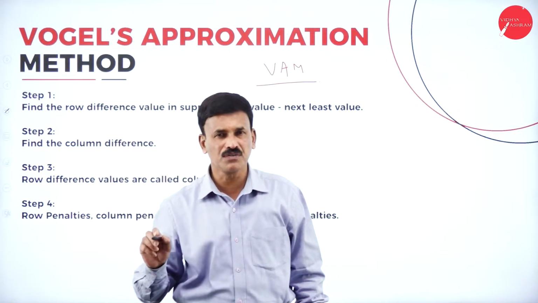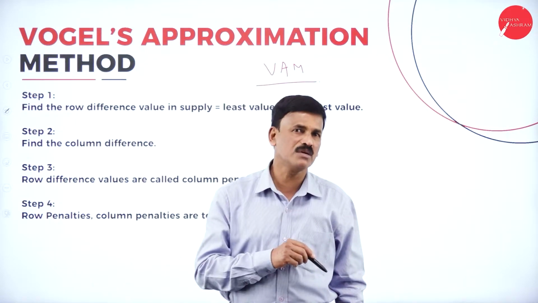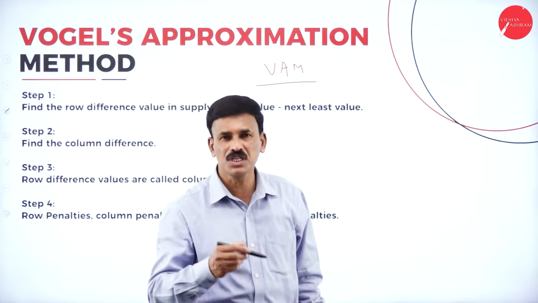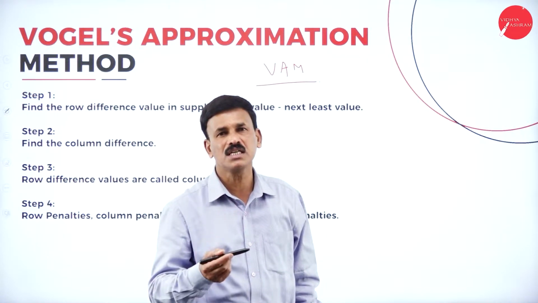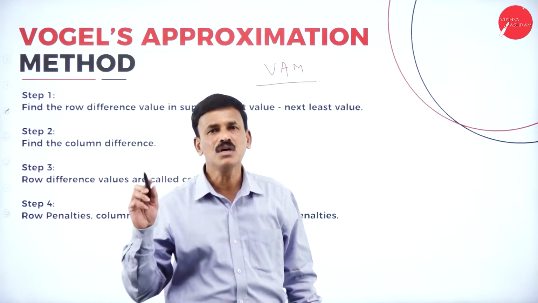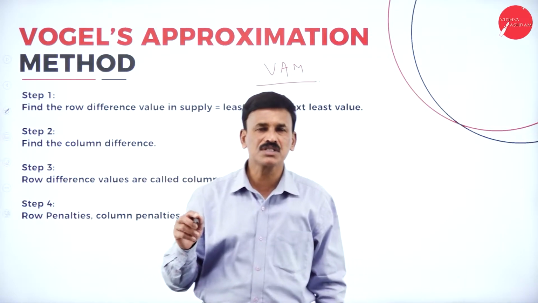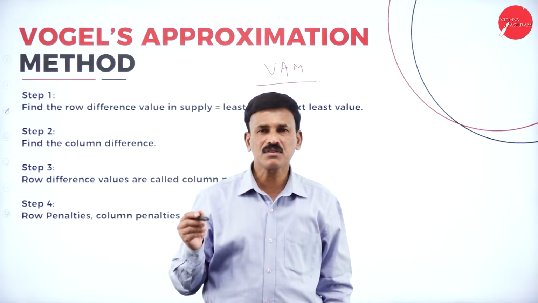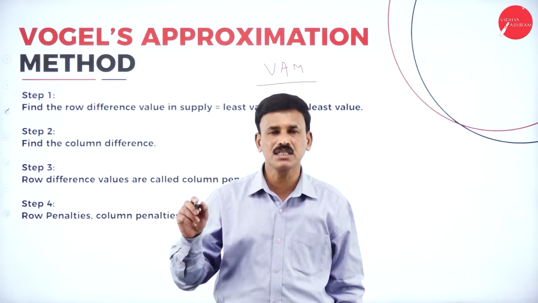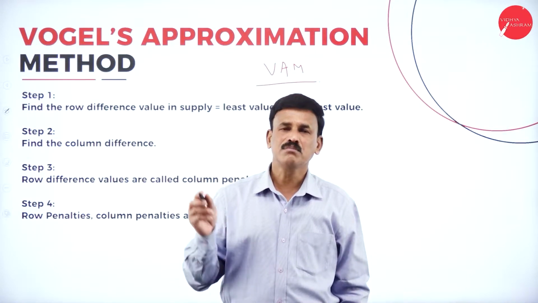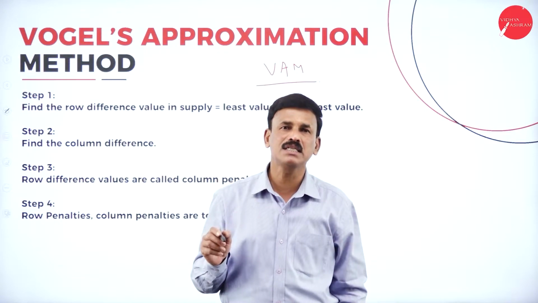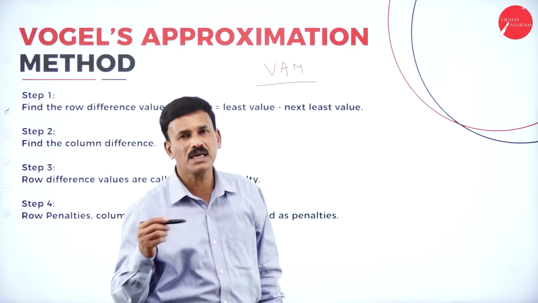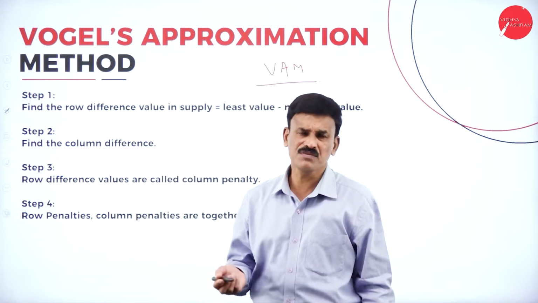So find the row difference, and similarly find the column difference. The column difference is just the difference between the two least values in that column. These values are called the penalties. After finding the penalties, identify the maximum penalty in either row or column, and then find the minimum value in supply and demand. The procedure is very simple, as in the previous problems.